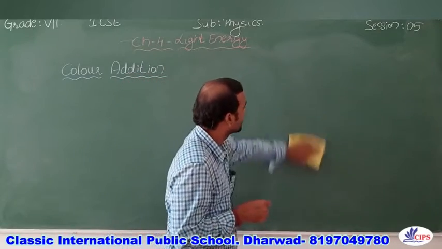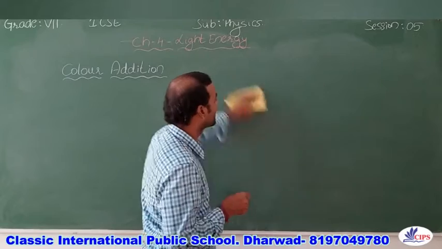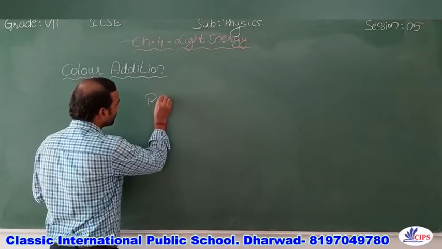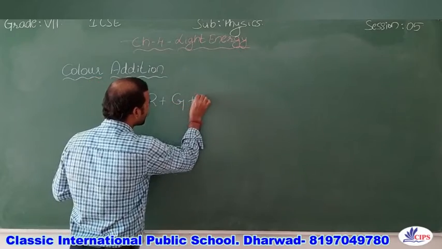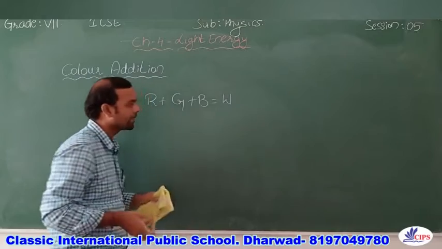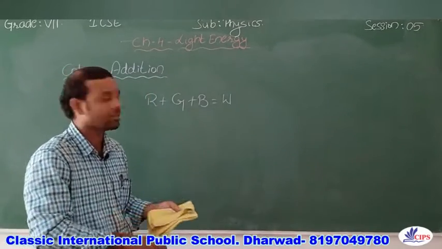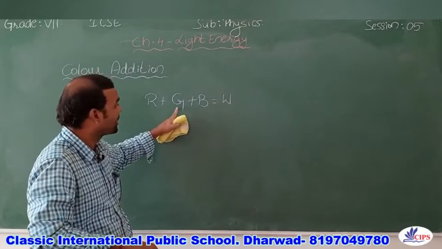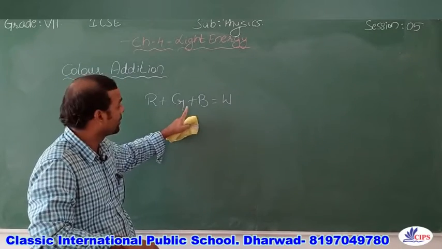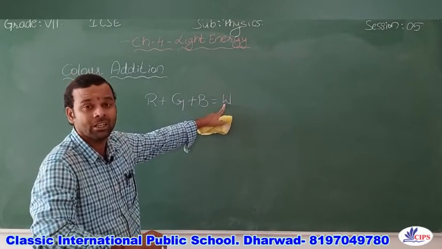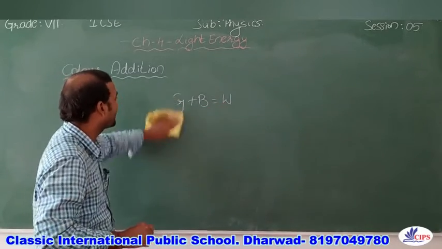And what was the equation given? The equation with respect to the primary colors was R plus G plus B is equal to W. So red light, green light, and blue light combined together give me the white color or white light.